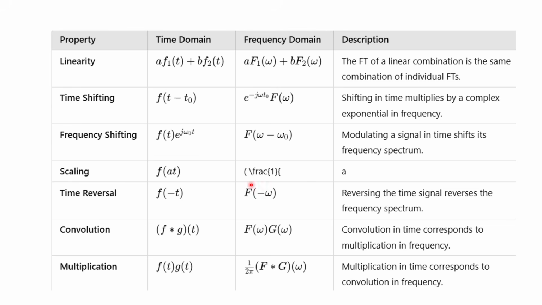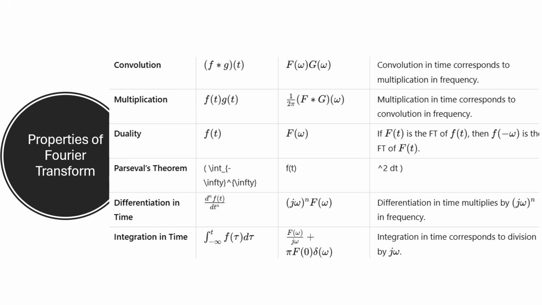Scaling, it will be divided by the scaling factor, with F of omega. Time reversal gives frequency reversal. Convolution: if you are taking convolution in the time domain, it will be a product, that is multiplication, in the frequency domain. Multiplication again will become convolution. So these are the properties. Some more properties are continued.